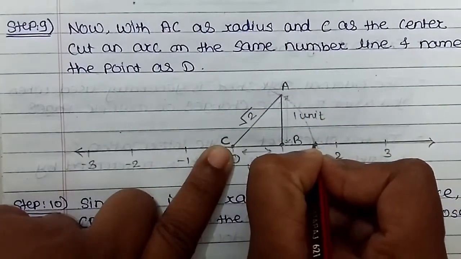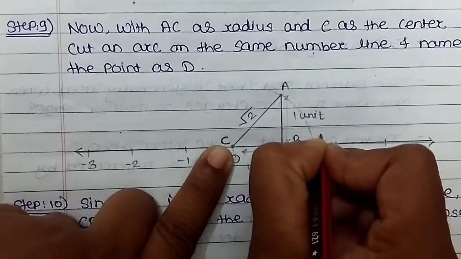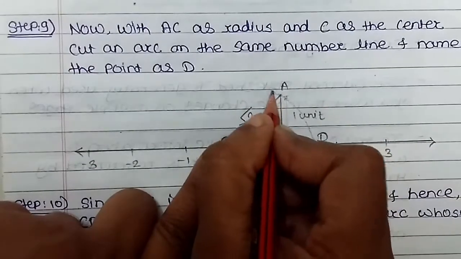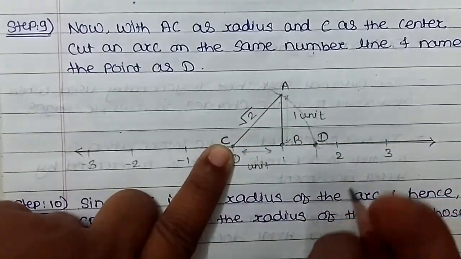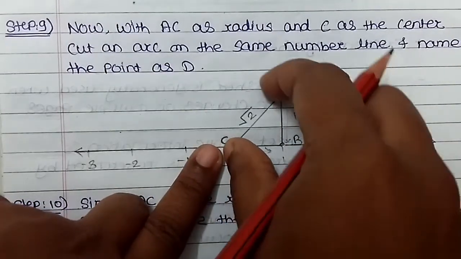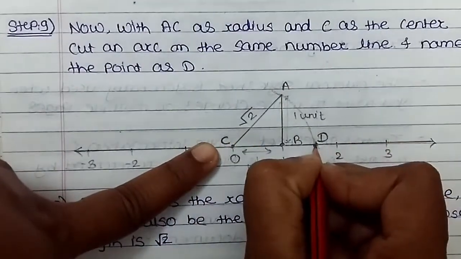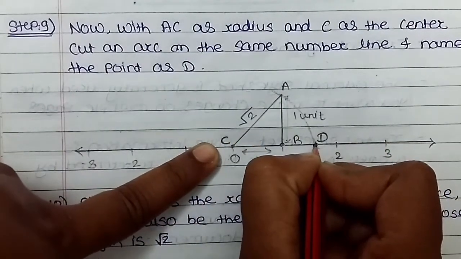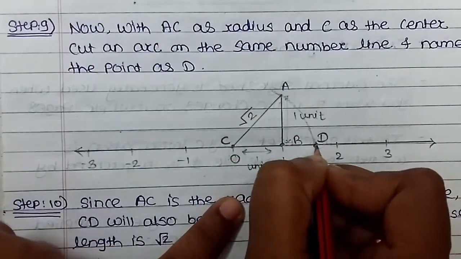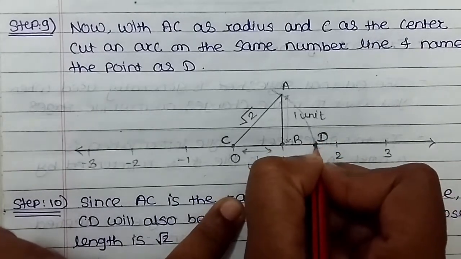We have to name this point as D. Understand this one? How to draw this curve or arc? You have to take the compass and take distance AC on your compass and draw one arc through this one. Clear? And on the number line, this arc intersects at one point, and name this point as D. Understand? Clear? This point is named D.